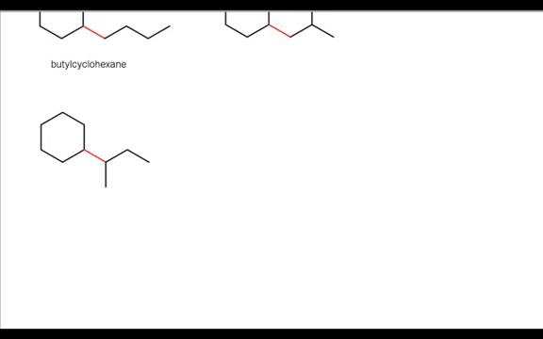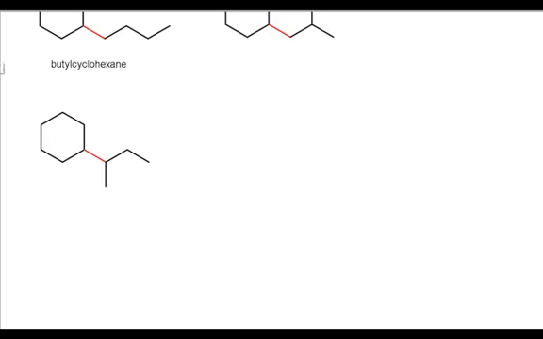Again, what do we have here? We have a 6-membered ring, so that's a cyclohexyl, and we have a 4-carbon substituent attached to that 6-membered ring. 1, 2, 3, and 4. This time, my substituent is not branched, right? But it is attached at a different carbon, right? It's attached at carbon 2, not at carbon 1.